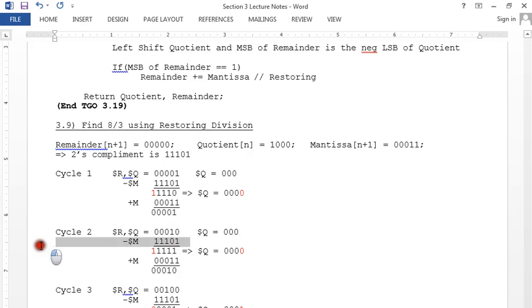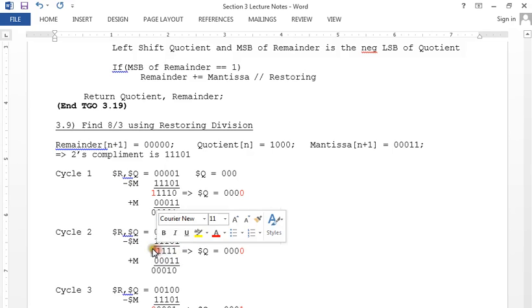Subtract the mantissa every iteration. Again, here we get 1, 1, 1, 1, 1. The most significant bit is 1, so what does that mean? What are we going to do here? Bingo. The least significant bit of the quotient becomes 0. We negate this value and put it here.